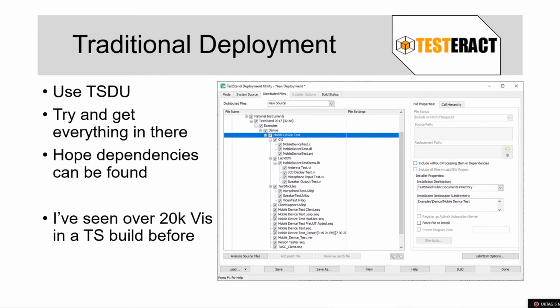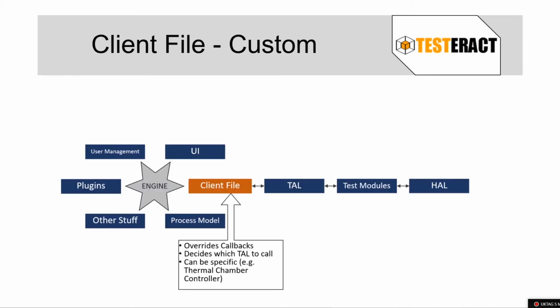So let's look at what I would do if I were going to redeploy the mobile device tester. I would break it into these different layers, essentially. I would create a client file, the purpose of which is to override any callbacks, and it decides which TAL to call. I'm calling that a TAL, a term I made up: test abstraction layer. And really that's the only purpose of your client file, to determine which test abstraction layer to call.